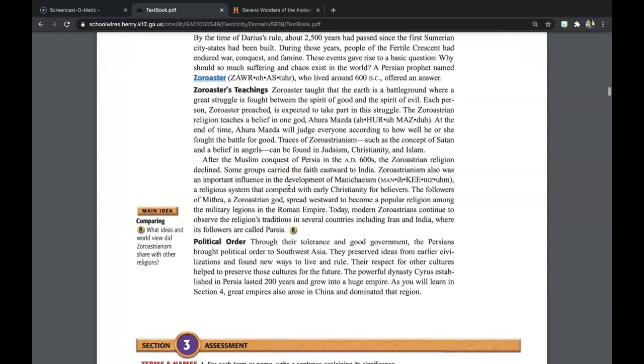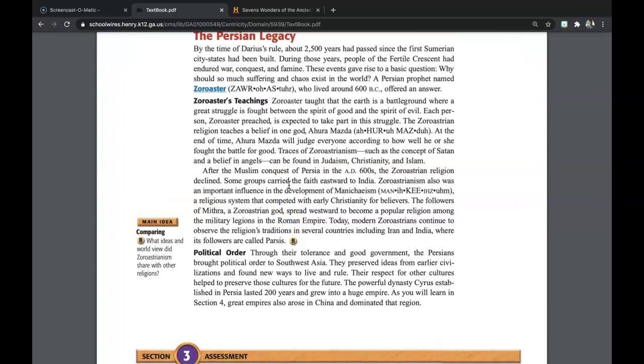The Persian Empire. By the time of Darius' rule, about 2,500 years had passed since the first Sumerian city-states had been built. During those years, people of the Fertile Crescent had endured war, conquest, and famine. These events gave rise to a basic question: why should so much suffering and chaos exist in the world? A Persian prophet named Zoroaster, who lived around 600 BC, offered an answer.